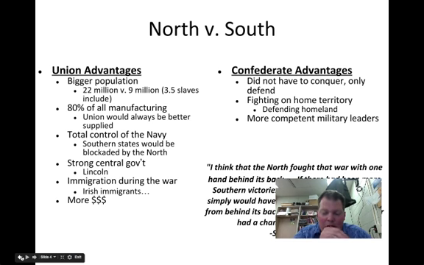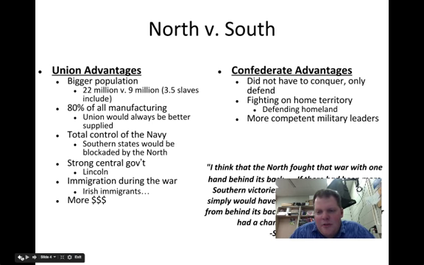Now, the South also has some advantages. The Confederacy has the advantage that they don't have to conquer the North. The North has to come down and conquer them, and that's obviously going to be a lot tougher. The Confederates have the advantage of fighting on their home territory, which means they don't have to worry about long supply lines. They would hopefully know the territory a little bit better. And we see in the Confederacy there seems to be a slight advantage in military leaders.